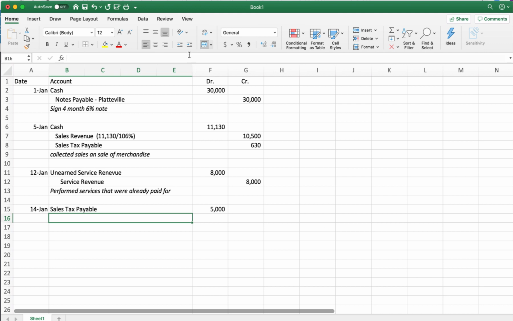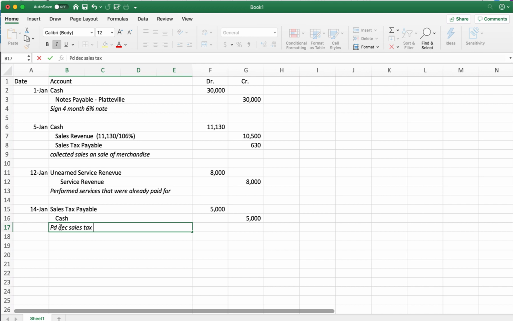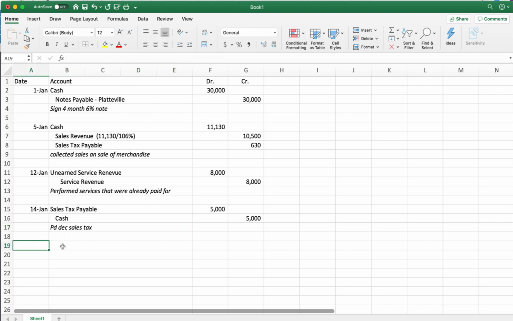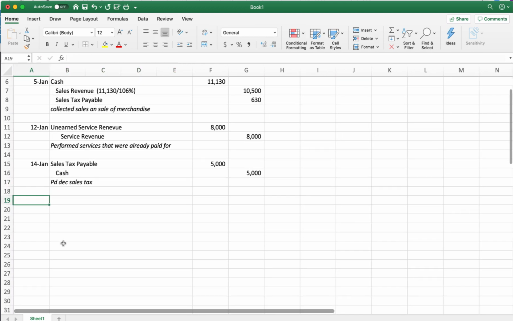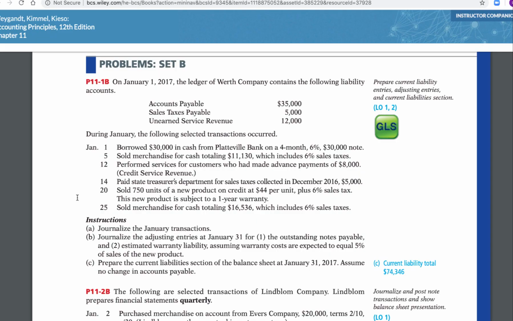I'm going to credit cash. Please indent cash. $5,000. What did I do here? Well, I paid sales tax for December. I need to put that in the explanation for the journal entry. Paid December sales tax. That's it. Okay? Skip space. The next thing we have is January 20th.